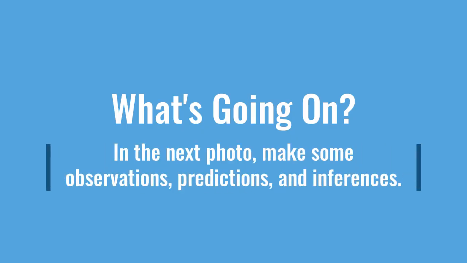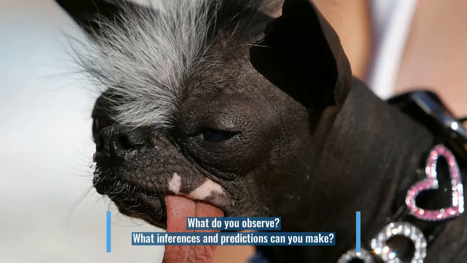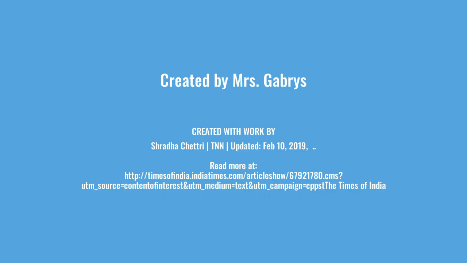We can make observations about anything around us. In the next photo, make some observations, predictions, and inferences. No need to write anything down, this is just practice. From this photograph, what do you observe? Which of them are qualitative observations and which are quantitative? What inferences and predictions can you make? You will talk about this information and more in your next science class.